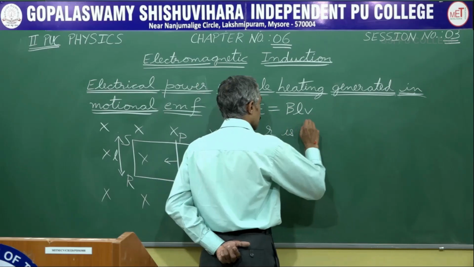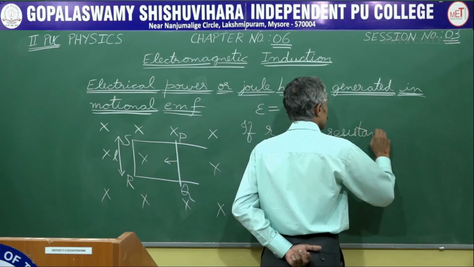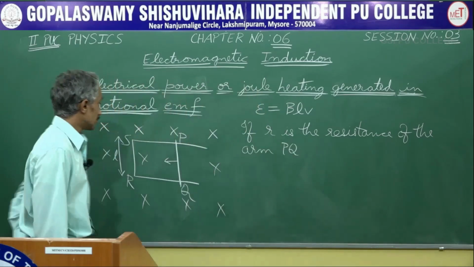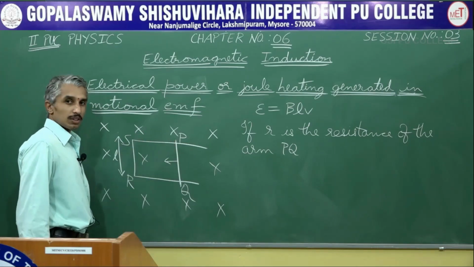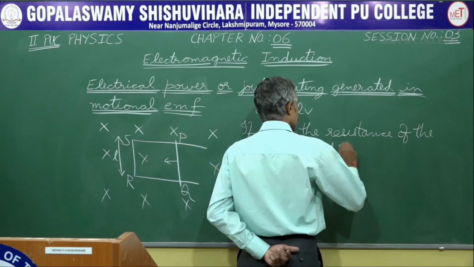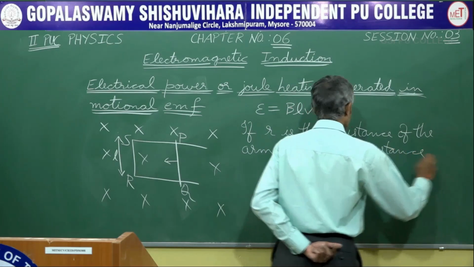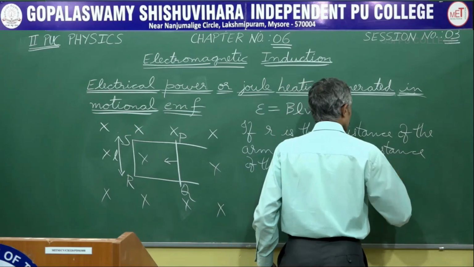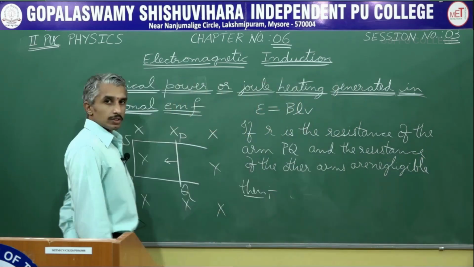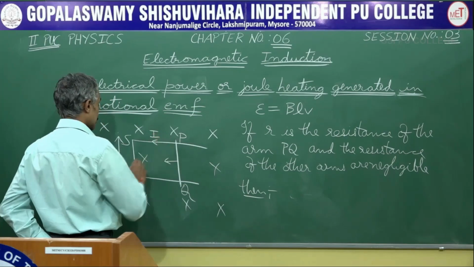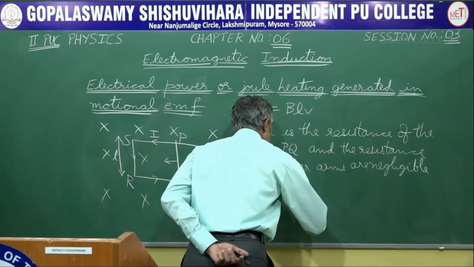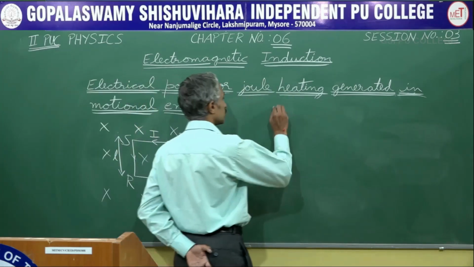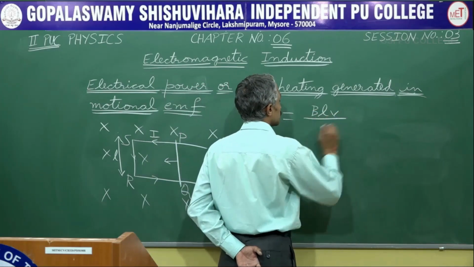So, if R is the resistance of the arm PQ and the resistance of the rest of the arms is negligible or considered 0, then the current flowing in the circuit, if I take the current I, is given by epsilon by R. The current I can further be written as B L V by R.